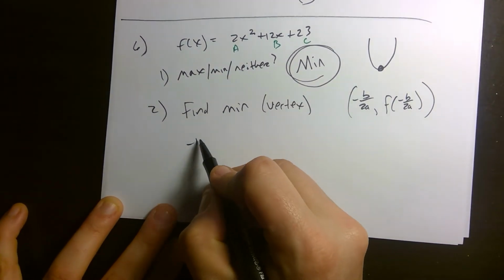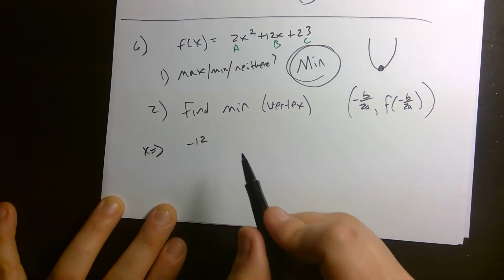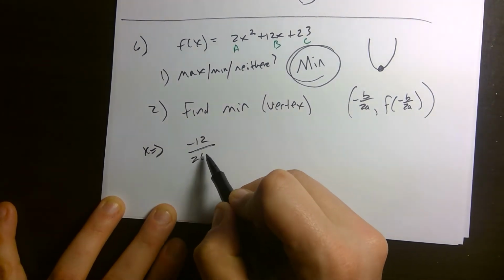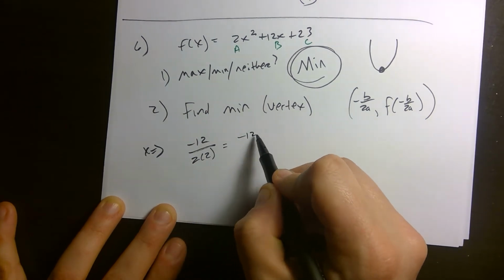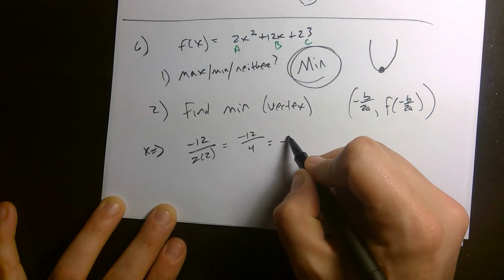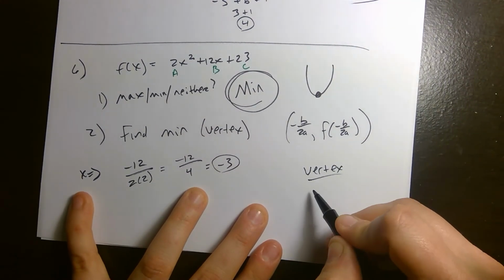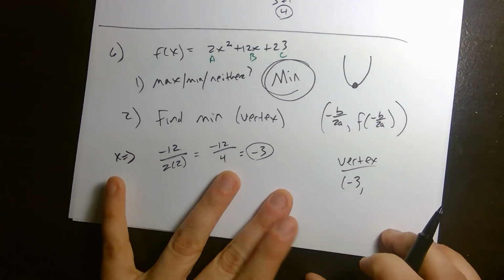And so the opposite of b, so to find my x, I'm getting ahead of myself. I'm going to take my b value, which is 12, take the opposite of it, and divide by 2 times my a value. In the top, leave negative 12 the same. 2 times 2 is 4. Negative 12 divided by 4 is negative 3. And so over here, I will write my vertex, and it's going to be negative 3 comma something.